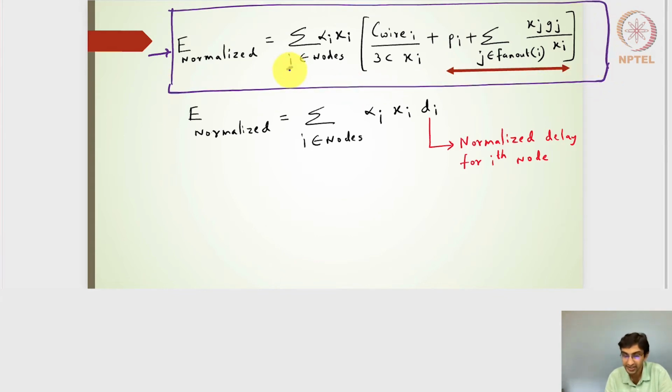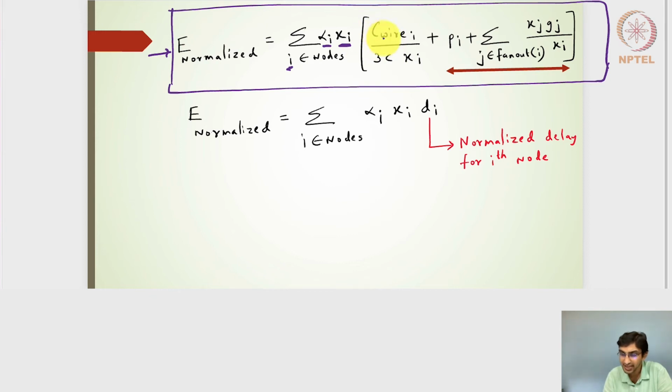Now this particular expression is true for the whole circuit. The index i covers all the nodes of the circuit, starting from node number 1 to whatever number of nodes the circuit will have, and each of them has the parasitic capacitance and then the input capacitance. In this expression, alpha i is taken out, and I have also taken out the xi value, which is the driving factor of the ith gate.